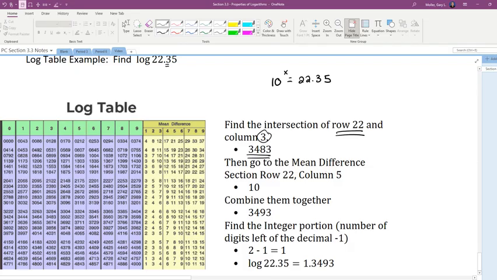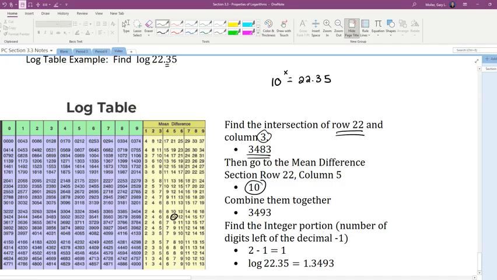Then, and again, I honestly can't remember if it's a number bigger than this or less than this, and you go to different rows. I honestly don't remember how this works. Then we'd go over to row 22, column 5, which is a 10, and we would combine them. We'd add them together. That goes into the hundredths place. So the 83 turns into 3493.